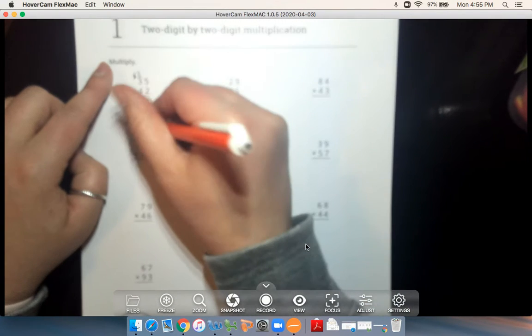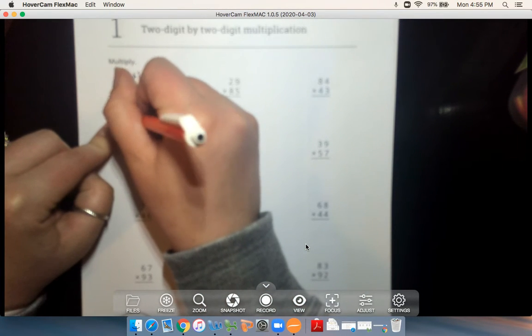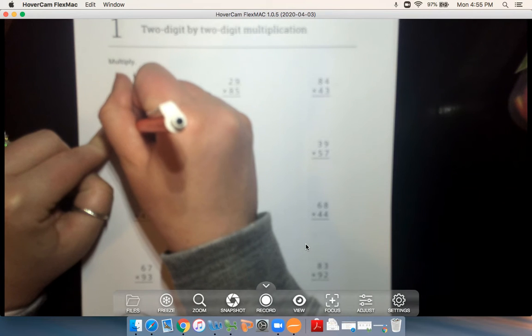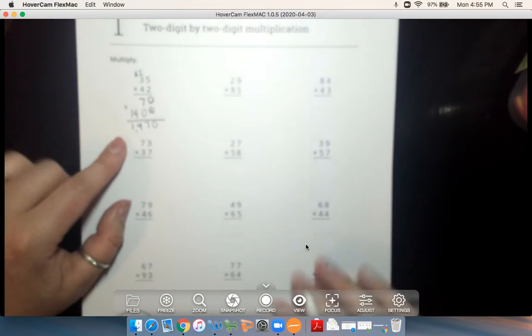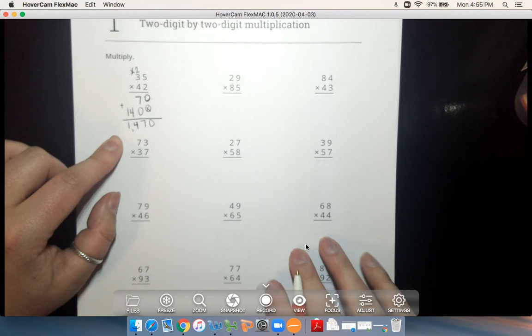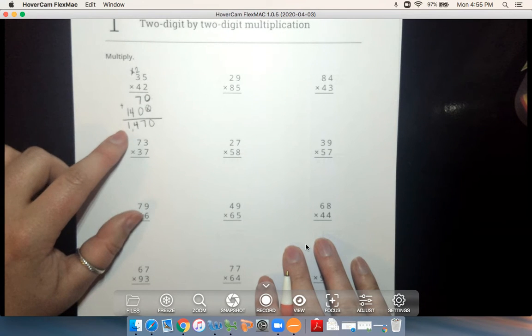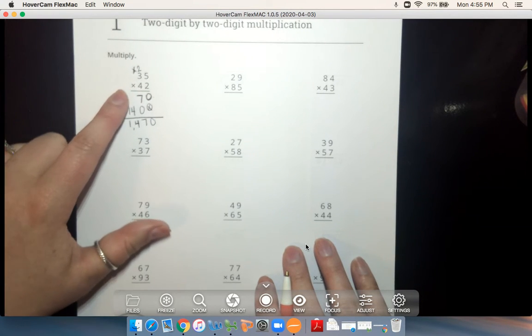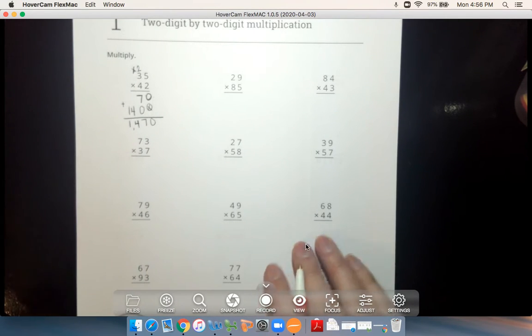0 plus 0 is 0. 7 plus 0 is 7. 4 plus nothing is 4. And 1 plus nothing is 1. So my answer here is 1,470. Now, if you want to go above and beyond, you can check your work but that would include taking this number and dividing it by one of these. So if you want to challenge yourself and see if you can do that, you absolutely can.